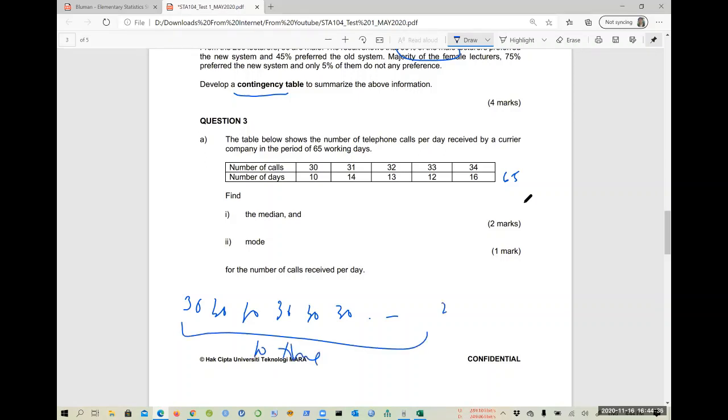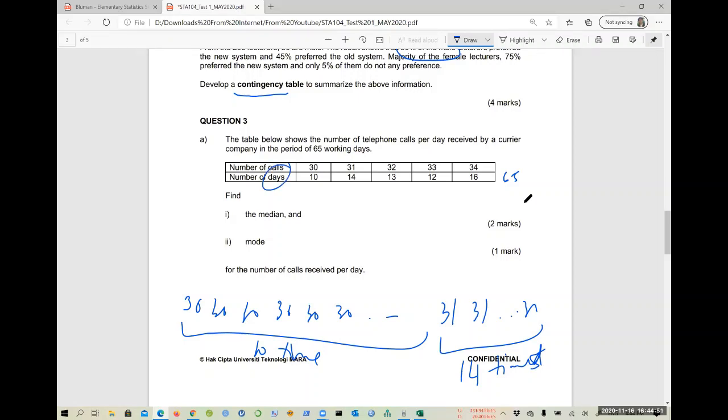And then you continue with 31, 31, until 31. So here you have another 14 times. The times here will be in the form of number of days, right?